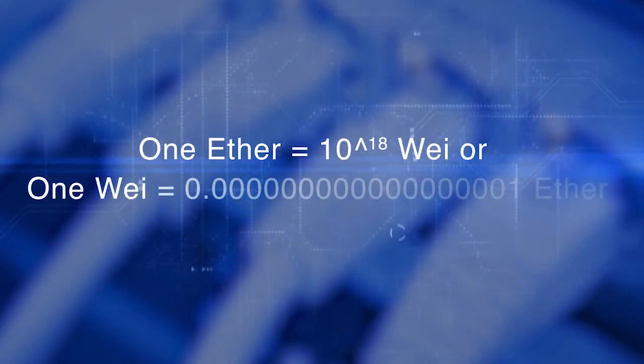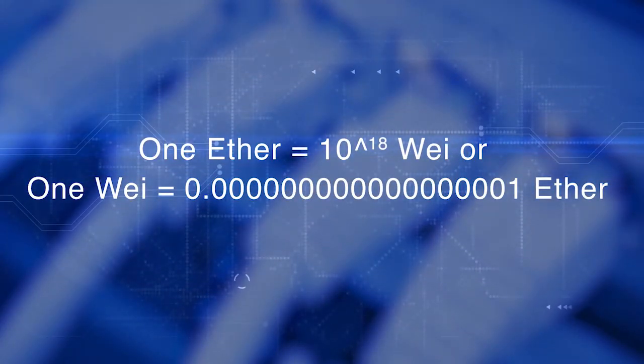Fees are paid in Wei. Wei is a lower denomination of Ether. 1 Ether is 10 to the power of 18 Wei.